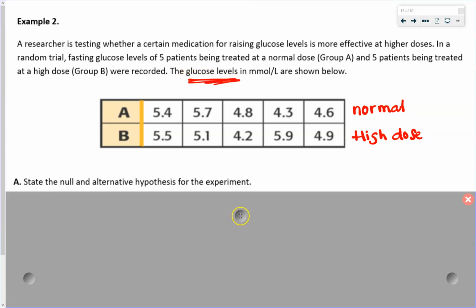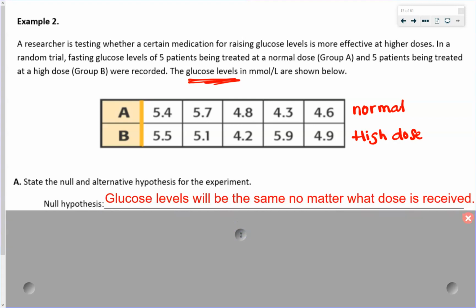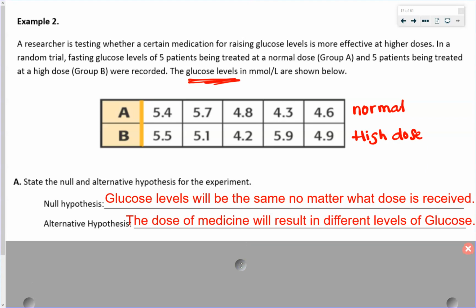So my null hypothesis is going to be that my glucose levels will be the same no matter what dose is received. There will be no difference in glucose levels. Alternate means opposite. So for my alternate hypothesis, we're going to say that the dose of medicine is going to result in different levels of glucose. All right, so remember, null means no. Alternate means yes. We have to assume the null is true unless we have evidence to prove otherwise.